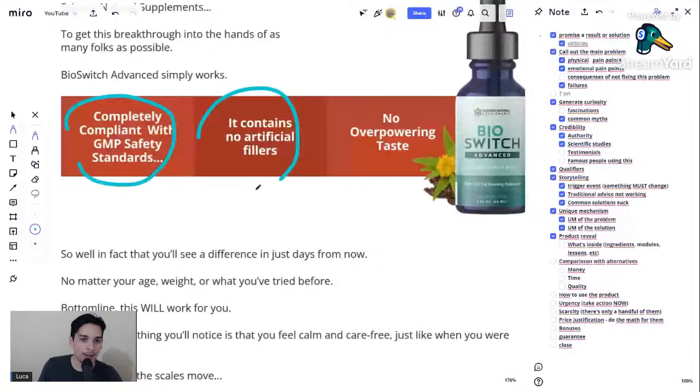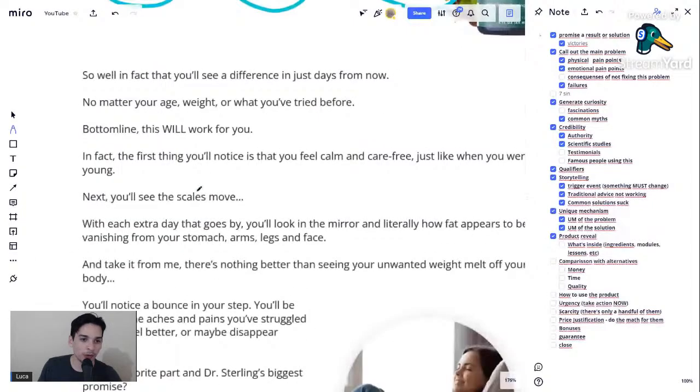You'll see a difference just a day from now, no matter your age, your weight, or what you tried before. Bottom line, this will work for you. In fact, it's the first thing you'll notice is blah blah.